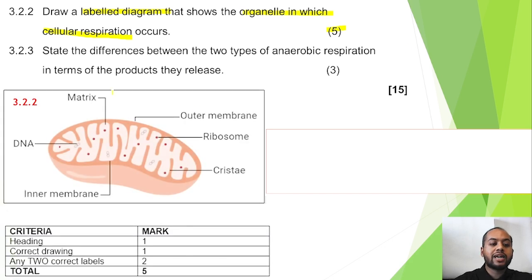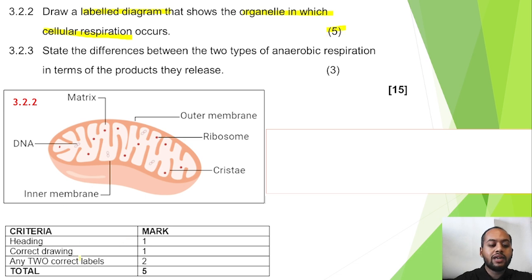This is the drawing of the mitochondria. You have a heading at the bottom that says drawing of the mitochondria. You will need to write drawing of the mitochondria. You have at least 3 correct labels: the outer membrane, the ribosome, the cristae, the inner membrane, the mitochondrial matrix, and the DNA. This is the criteria that will get used to mark a drawing like this.